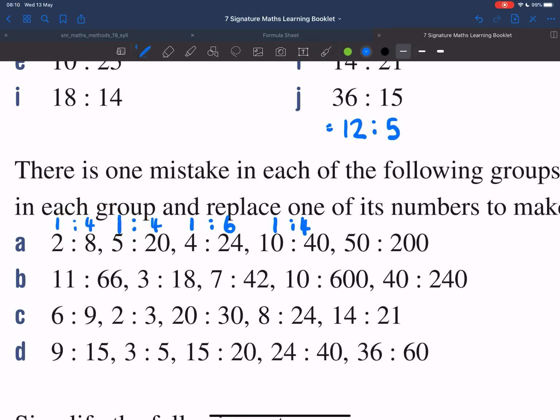I suspect now 50 to 200 will be 1 to 4. All right, 50 divided by 50, well, remember, any number divided by itself is 1. But can we divide 200 by 50? Well, let's just count up in 50s to get to 200. So 50, I'm just going to put a line every time I say 50. Another 50 will make 100. Another 50 will make 150. And another 50 will make 200. So 4 lots of 50 go into 200. So that's our ratio. So this is our odd one out.